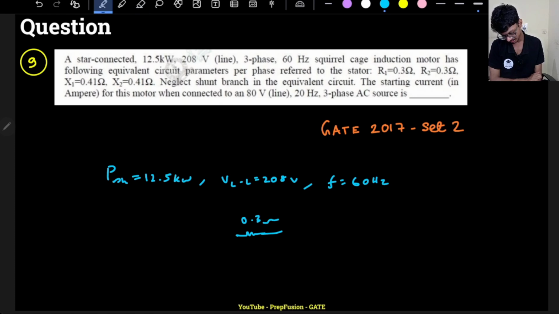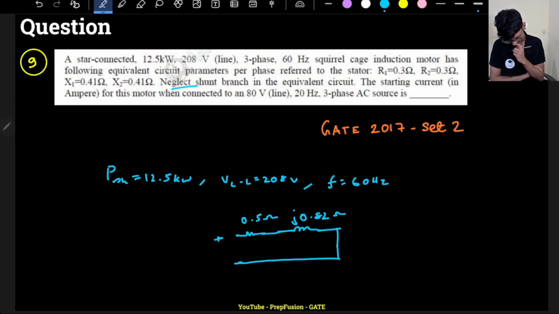Neglect the shunt branch. They have asked us to neglect it, so I will directly write here R1 plus R2, that is 0.5 ohms, and X1 plus X2, the per phase referred quantities. X1 plus X2 is 0.41 plus 0.41, that is j0.82 ohms. We are neglecting this shunt branch, and they are asking for the starting current. The starting current will be what? It's very simple. I'm applying a voltage of 208 divided by root 3, because it is star connected, and they are asking me for the starting current.